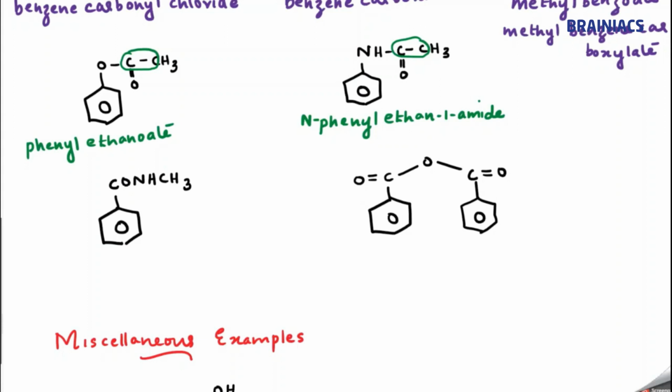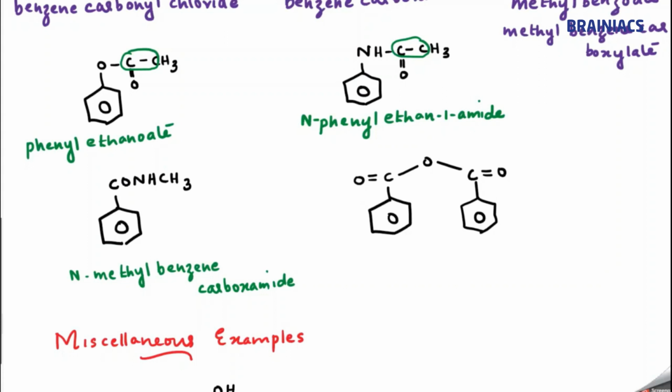Okay. Now what about the next one? Identify the base one. C6H5CONH2. So it was benzene carboxamide. So one H was replaced by CH3. So what should be the name of this compound? N-methyl, correct? N hyphen methyl. N-methyl benzene carboxamide, correct? Carboxamide. Some people used to say N-methyl benzamide, that is also correct, but N-methyl benzene carboxamide is more correct.